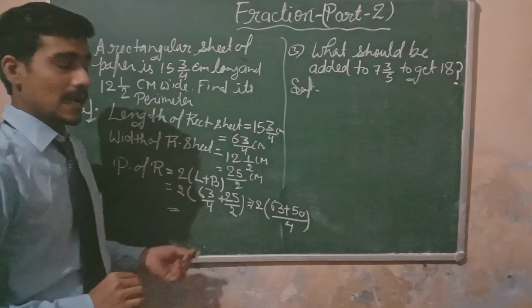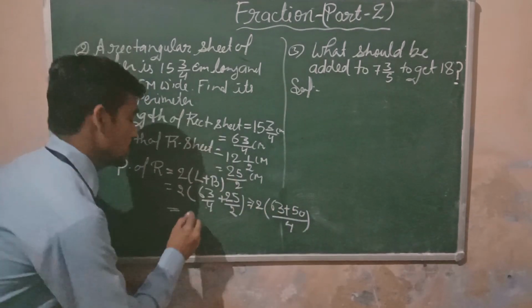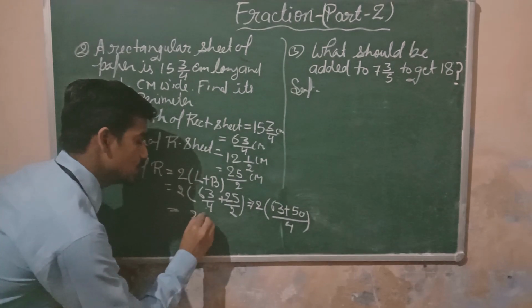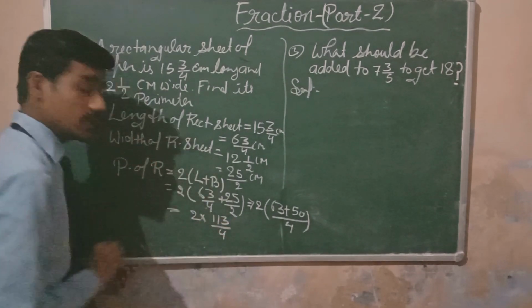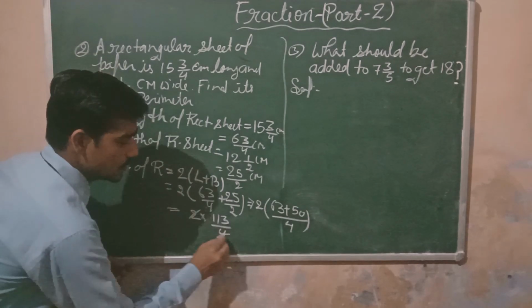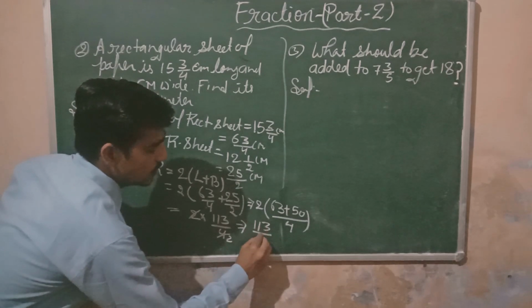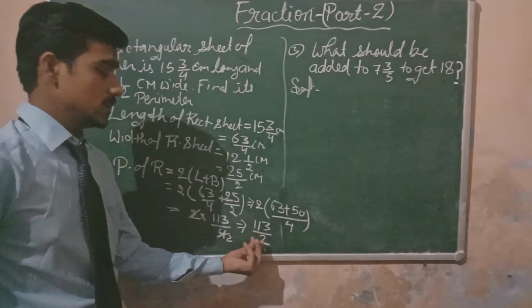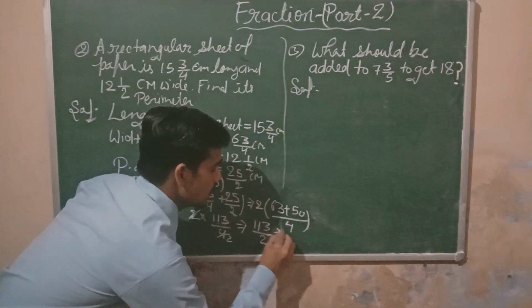Clear? And this is 63 plus 50, we get 113. 2 into 113 by 4. Clear? And 2 divided by 2. You will write 113 upon 2. Convert this fraction into a mixed fraction. Clear?